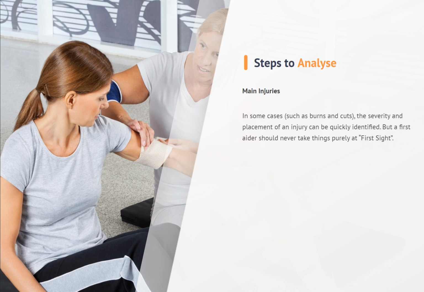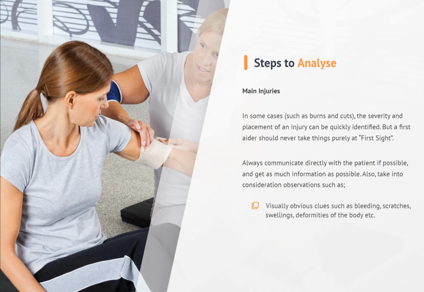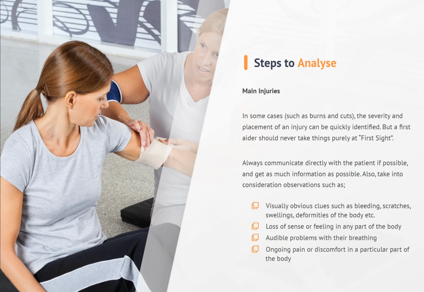Main injuries. In some cases, such as burns and cuts, the severity and placement of an injury can be quickly identified. But a first aider should never take things purely at first sight. Always communicate directly with the patient if possible, and get as much information as possible. Also, take into consideration observations such as visually obvious clues such as bleeding, scratches, swellings, deformities of the body, etc. Loss of sense or feeling in any part of the body. Audible problems with their breathing. Ongoing pain or discomfort in a particular part of the body.